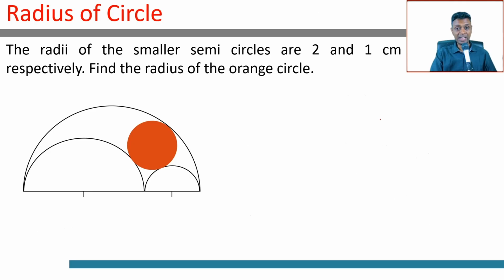Radius of circle. The radii of smaller semicircles are 2 and 1 centimeter respectively. Find the radius of the orange circle. This is 2, this is 1. We need to find this radius.